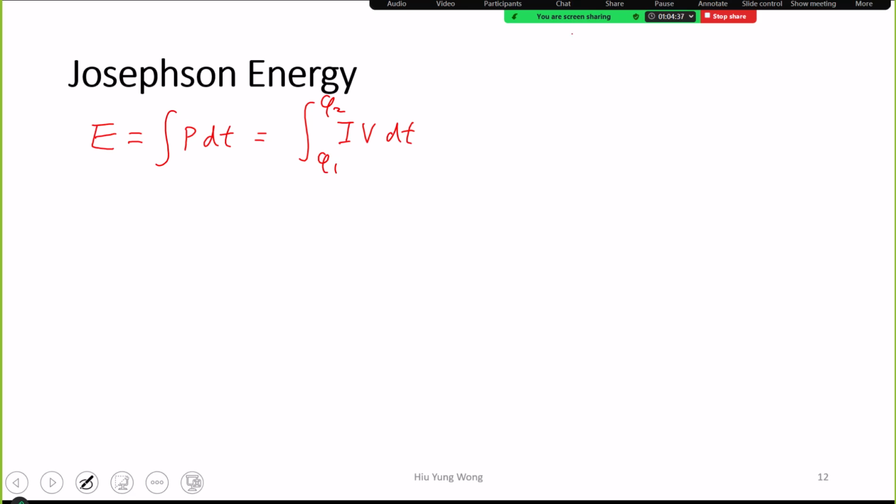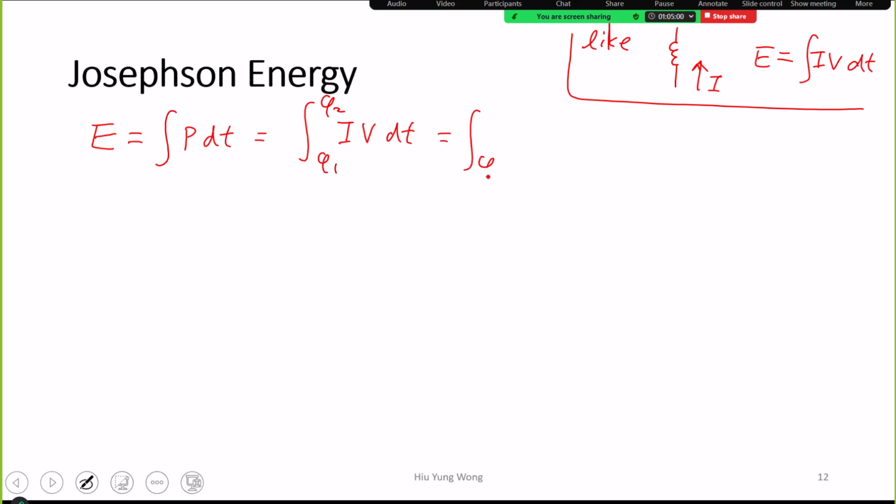This is just like a capacitor, maybe just an inductor, right? You try to charge up the current. Then, of course, the energy stored there is equal to the integral of I times V dt. It's just the same. Okay, so with this, then we can plug in the Josephson equation.